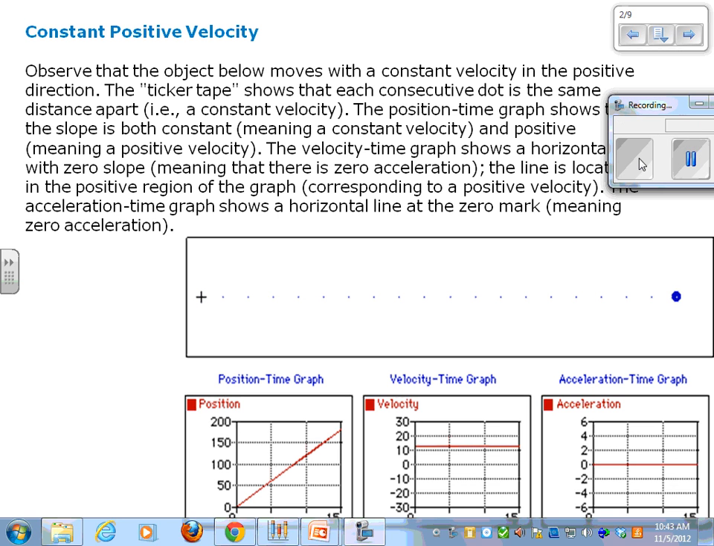So moving on, you'll see the next one is constant negative velocity. Let's do a little bit of a prediction here.